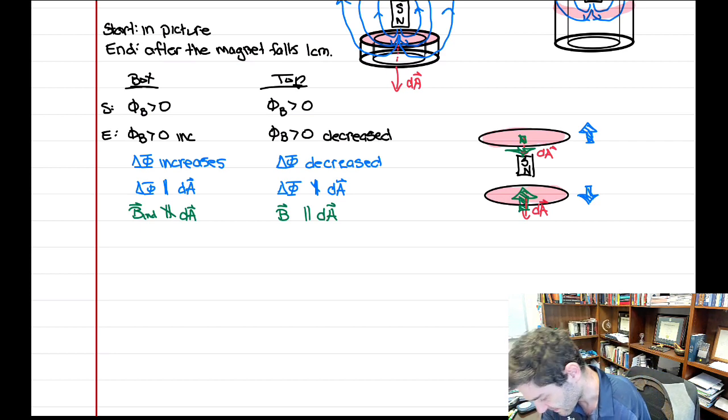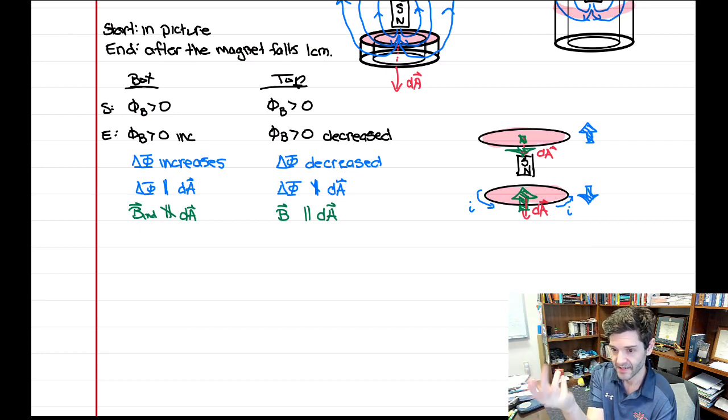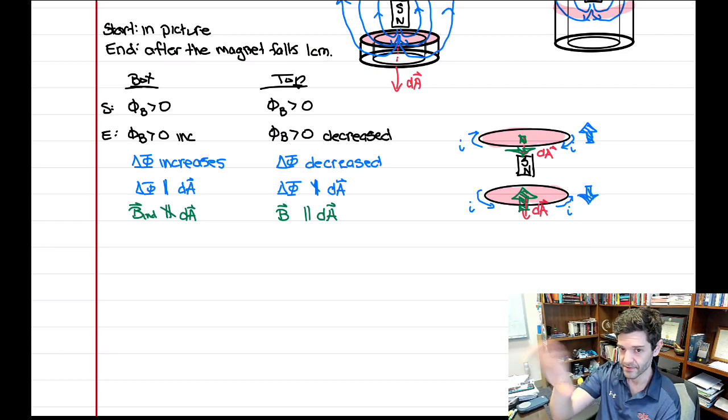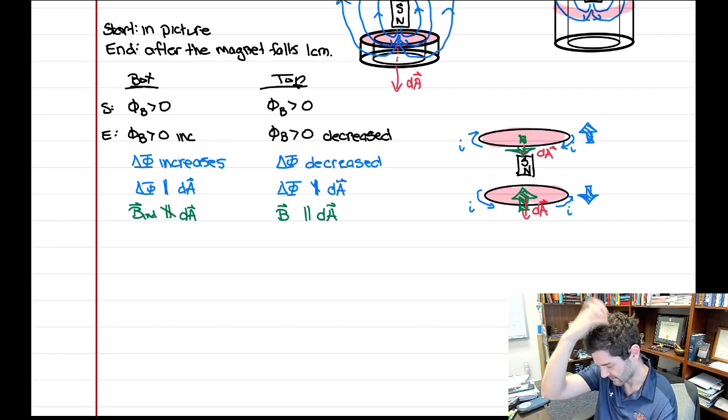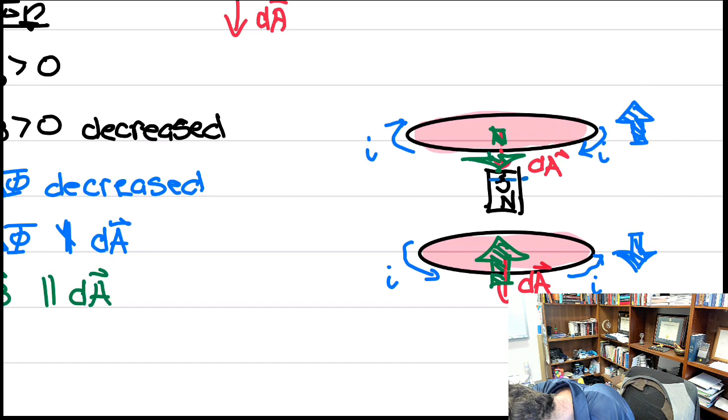So then, what does that mean? By the right-hand rule, if this current goes this way, then that will create a magnetic field that goes up through the loop. And then, in this case, up in the ring above, the current goes in the opposite direction. So by the right-hand rule, the current goes through the top of the loop, out the bottom of the loop. Now, we have to ask ourselves, look at this.